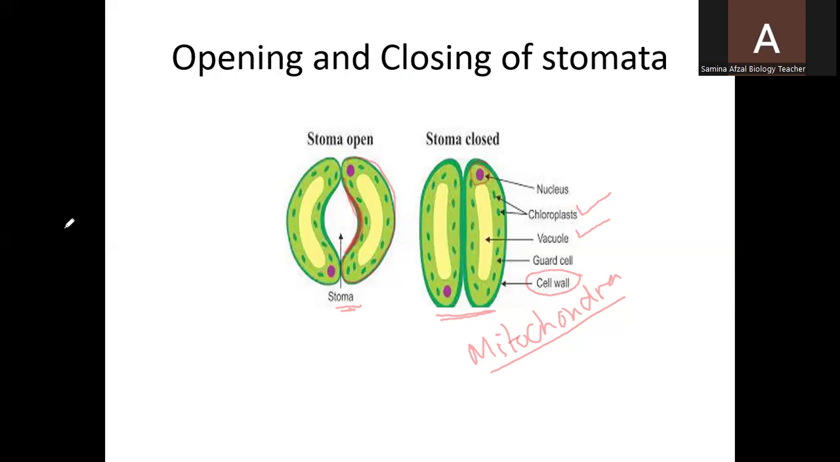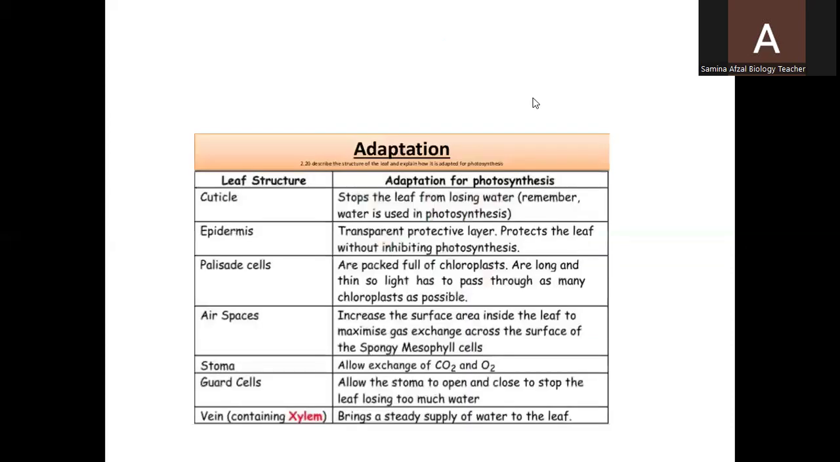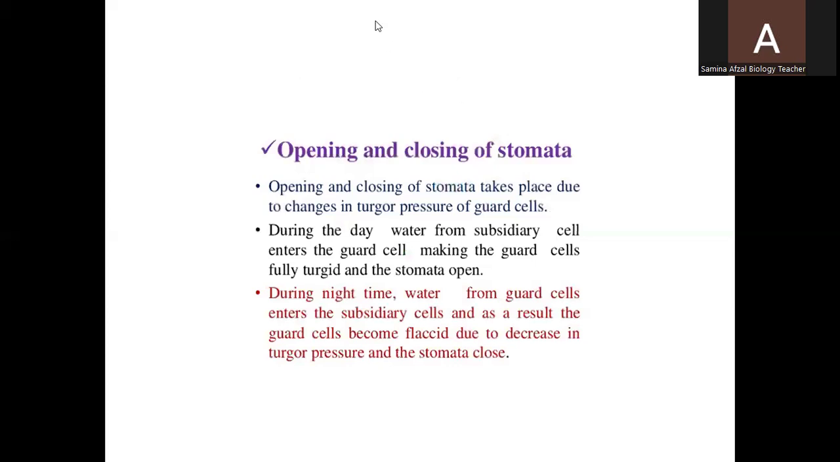So this shape is formed, due to which stomatas are formed when guard cells are open. The stomatas are open, and when the guard cells are closed, the stomatas are also closed. How it takes place, how the stomatas are opened, and at what time they are open, we will discuss in the next slide. And here you can see that opening and closing of stomata takes place due to the changes in turgor pressure of the guard cells.